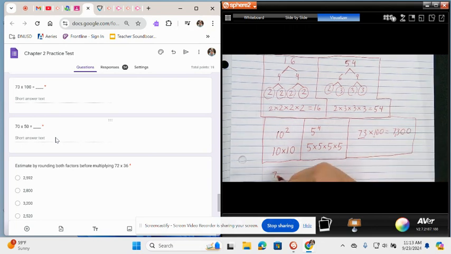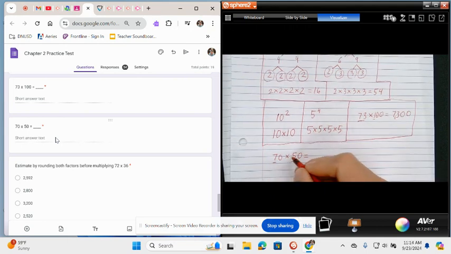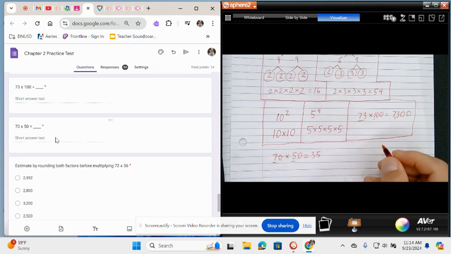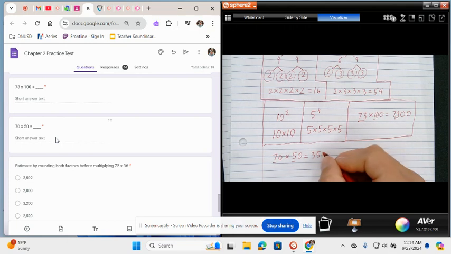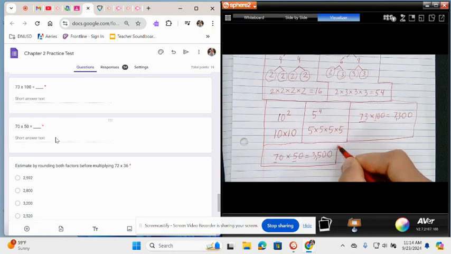Next we have 70 times 50. And all you have to do is 7 times 5. And 7 times 5 is 35. There's 1, 2 zeros in both factors, so add 1, 2 zeros into the product, and it's 3,500. Go ahead and box that work off.